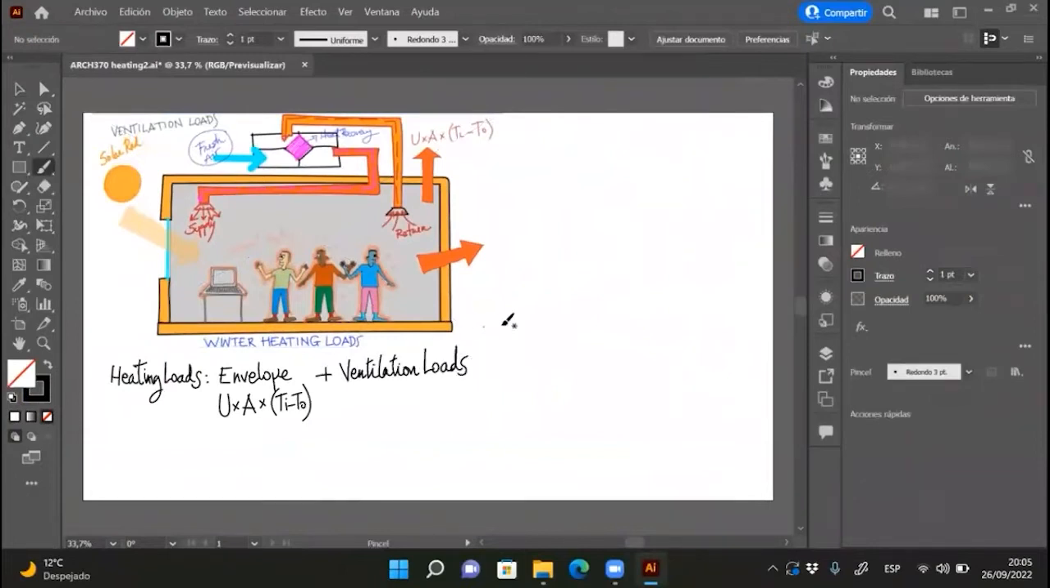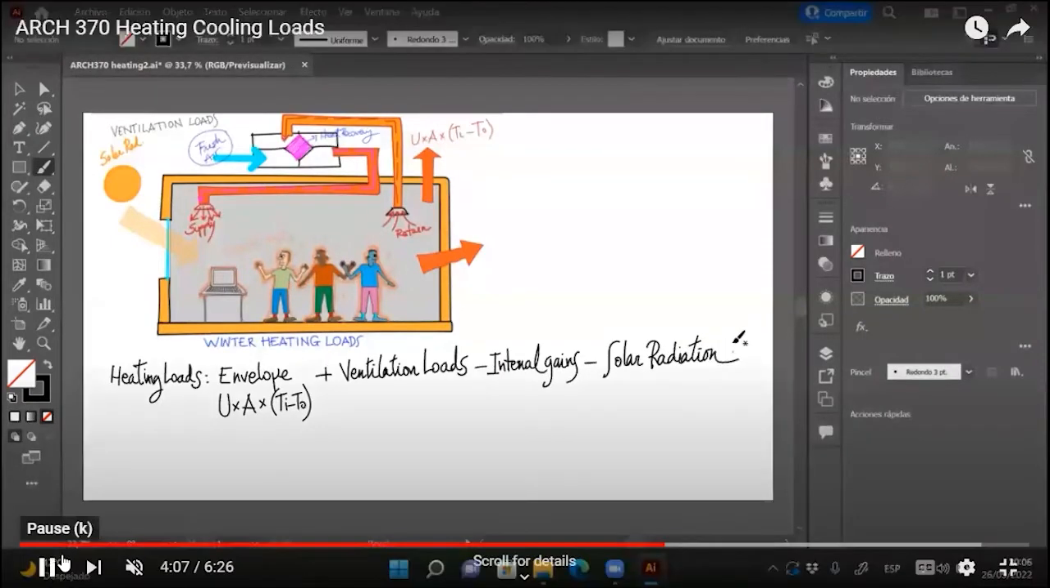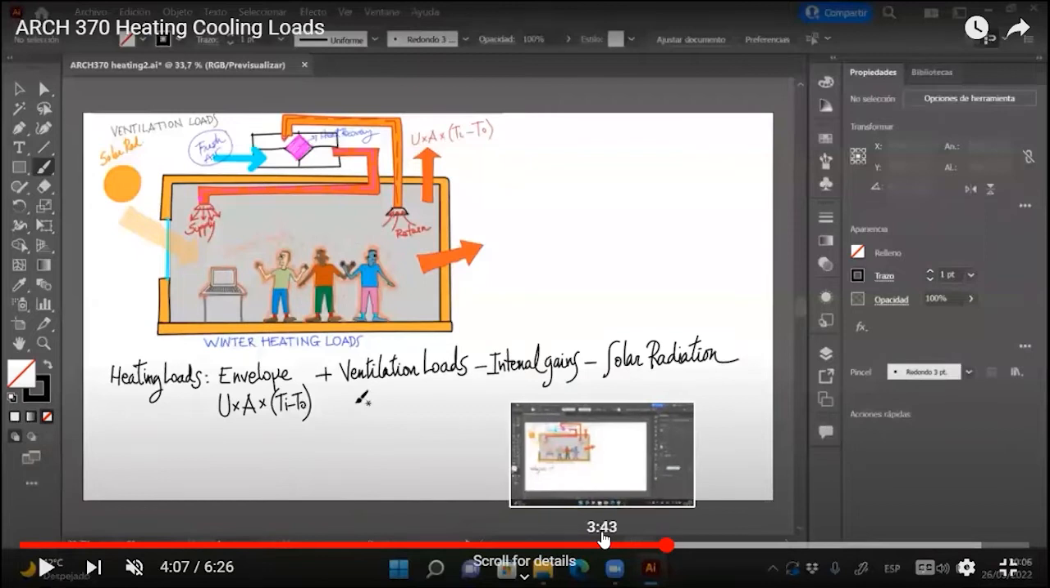We have ventilation loads. This is what we are calculating now with the air handling unit. But we have internal gains, and we have solar radiation, or solar heat gains. So that's important, and you need to be aware of this. Here we have plus, and here we have minus. So there will be moments, even in winter, in which we don't need heating.